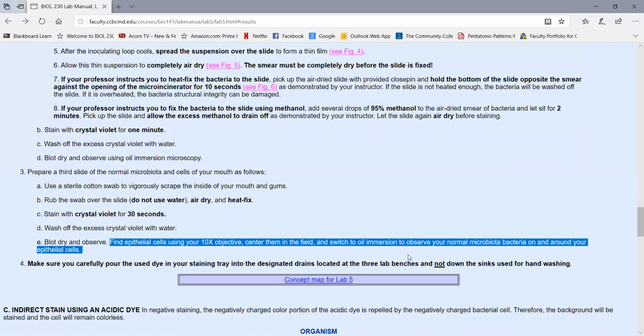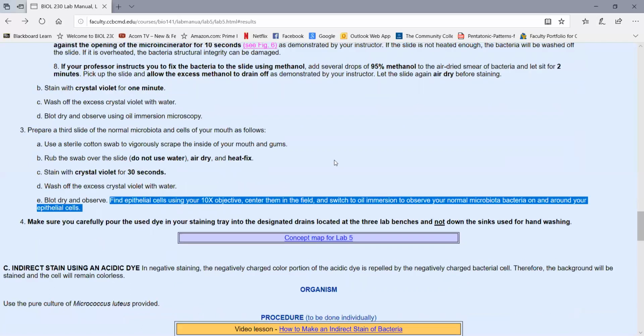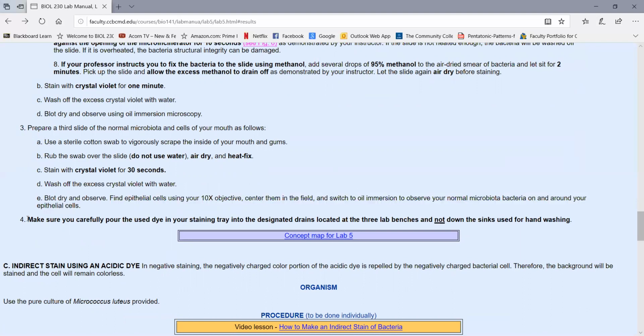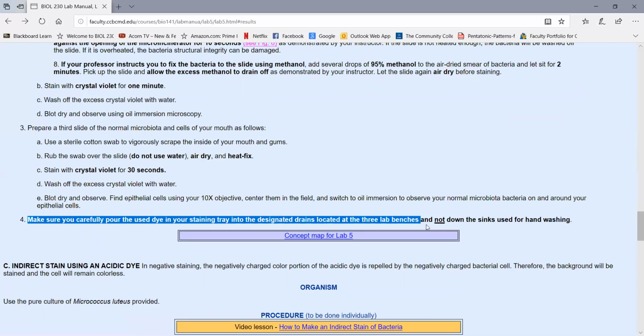Now, when you're all done with lab today, we need to be careful to dispose of the dye and the wash water carefully. We have to follow OSHA regulations for getting rid of these stains and this water. So when the lab's all done, take your staining tray that you use to rinse everything in. Carefully pour the used dye from your staining tray into the designated drains located at the 3 lab benches where you're working.